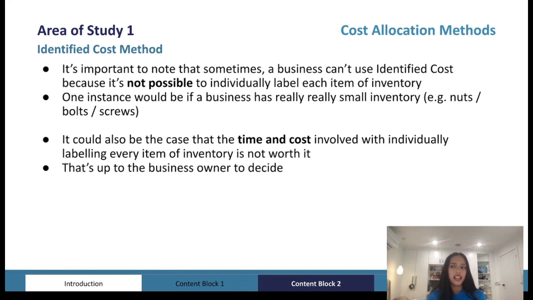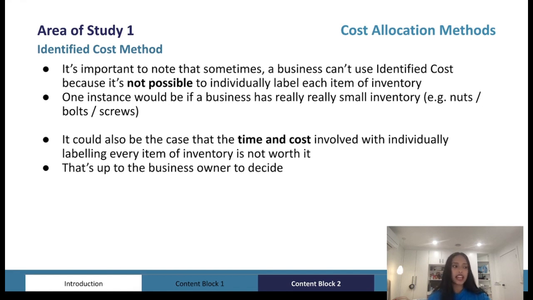So like I said, in an ideal world, every single business would be able to use identified cost because it's the most accurate method. You're going to have the specific cost price of every single product that you're selling, which is way more accurate. But the problem with identified cost is it's sometimes not possible, and in other cases, it's just not practical. It's just not worth it for the business.